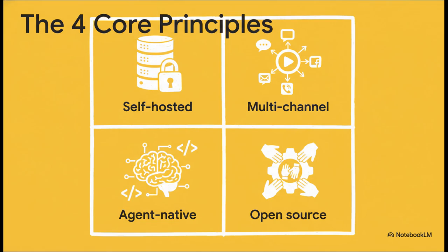First, it's self-hosted, which is all about privacy and control. Your data is your business. Second, it's multi-channel, which is just pure convenience. You set it up once and it works everywhere. Then, and this is crucial, it's agent native. That means it was built from the very beginning for complex AI tasks, not just simple back-and-forth chats. And finally, it's open source. That means it's transparent, you can trust it, and it's built by a community.